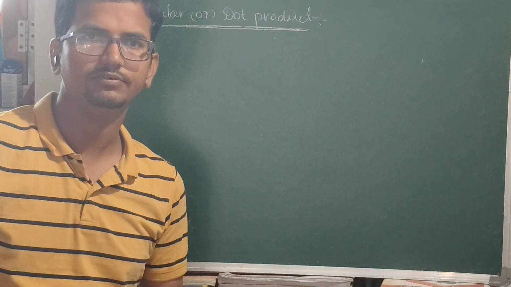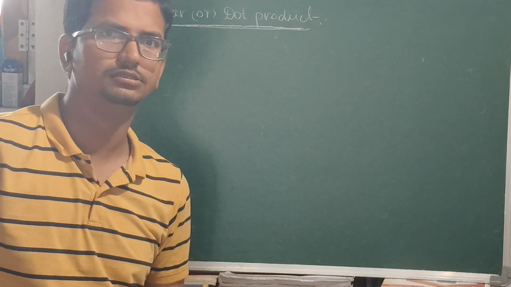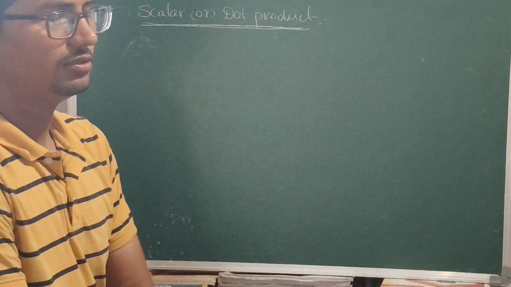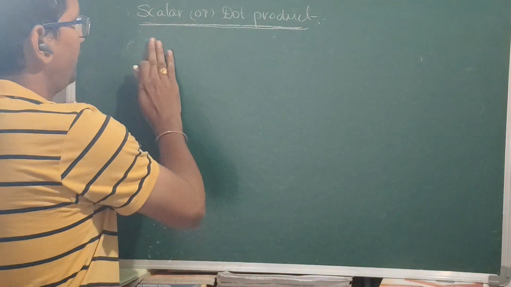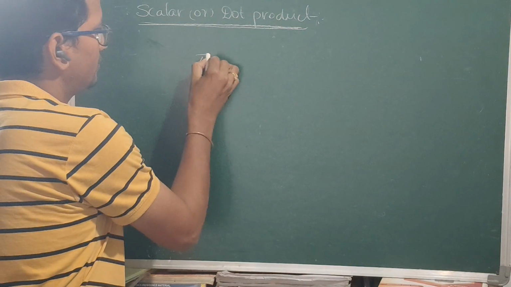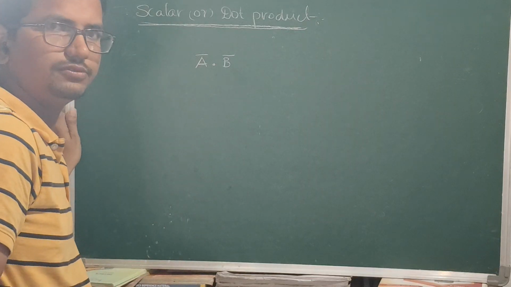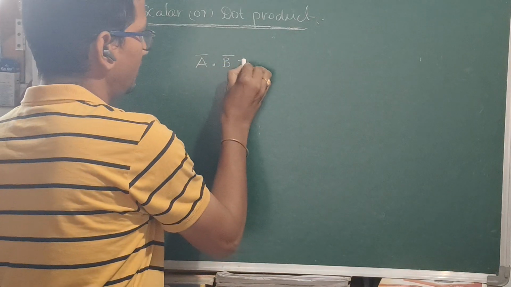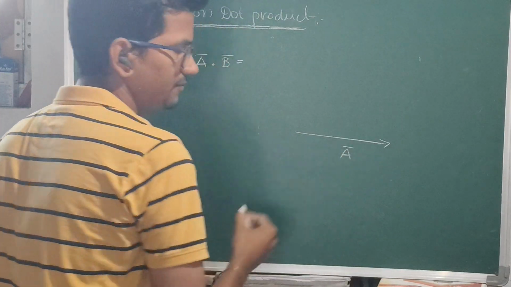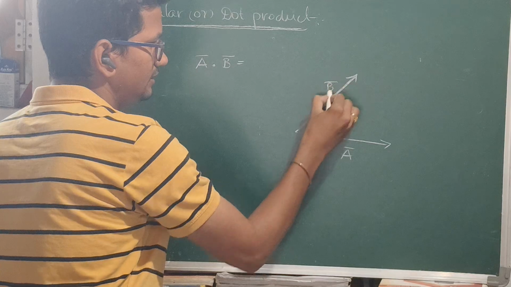We discussed vectors, and the next topic is the scalar or dot product. This topic is also very important. Okay, what does scalar or dot product mean? See, if you take two vectors, a bar and b bar, and you want to use the dot product, what happens? For example, a bar vector is there and b bar vector makes some angle theta.